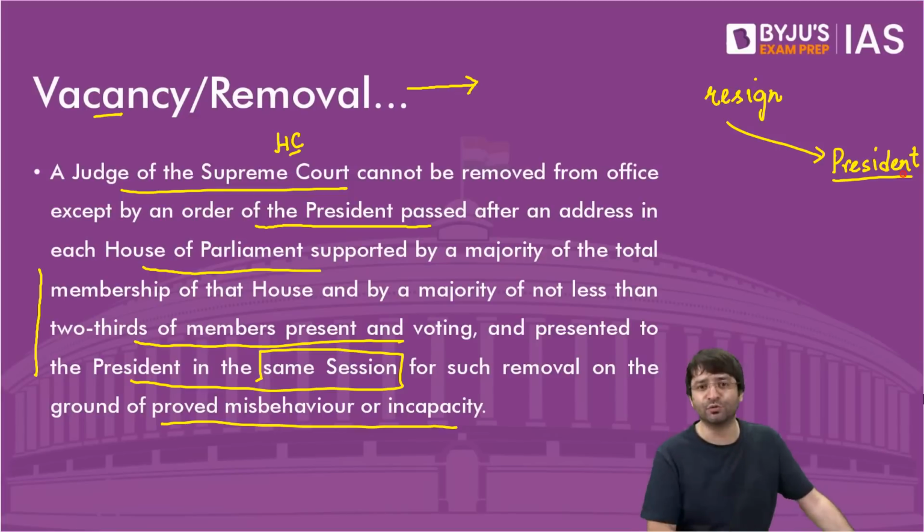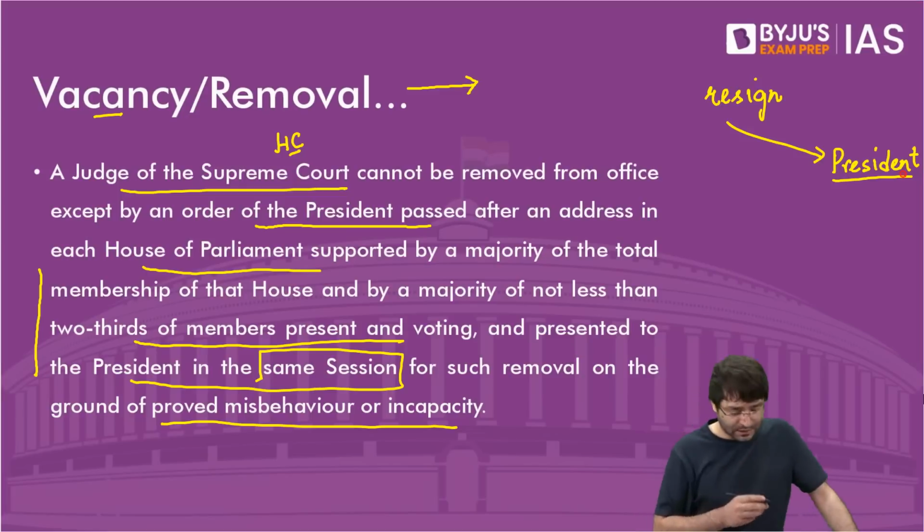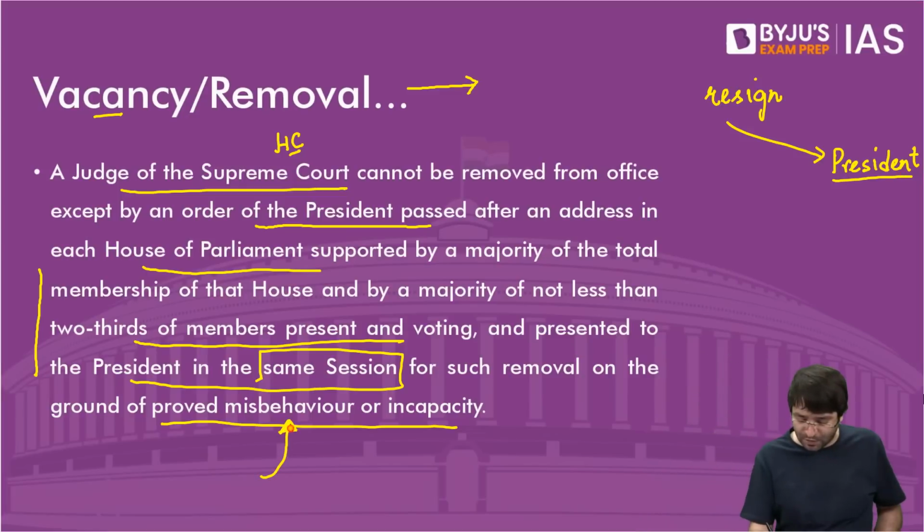That is why I told you that there is one resolution which does not lapse upon the dissolution of Lok Sabha. And that is if you are asking for the removal of a judge of the Supreme Court and High Court. So the judges of the Supreme Court and High Court can be removed by the President on the basis of the recommendation of both houses of the Parliament when they pass a resolution by special majority. But on what grounds? Grounds of proved misbehavior or incapacity.